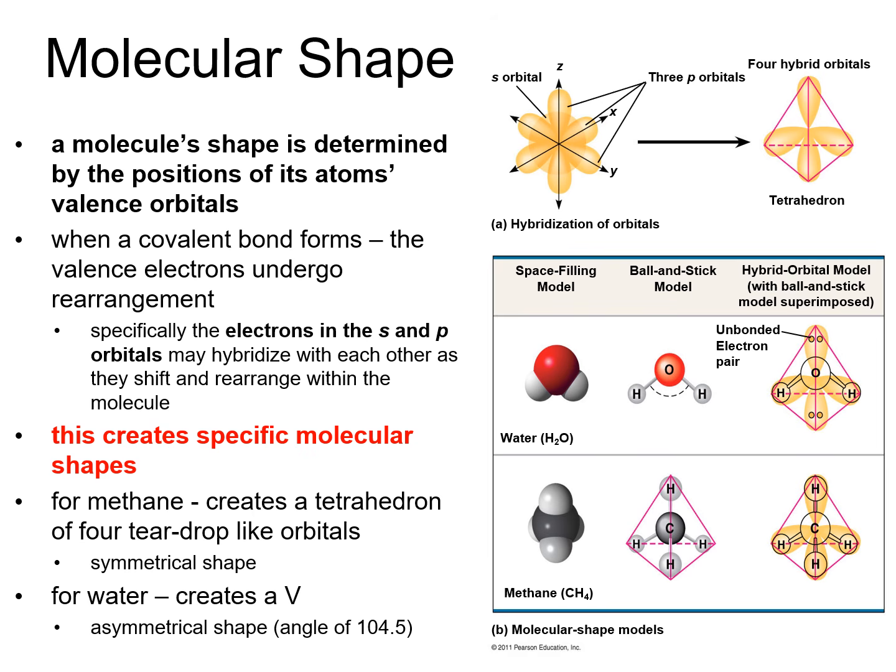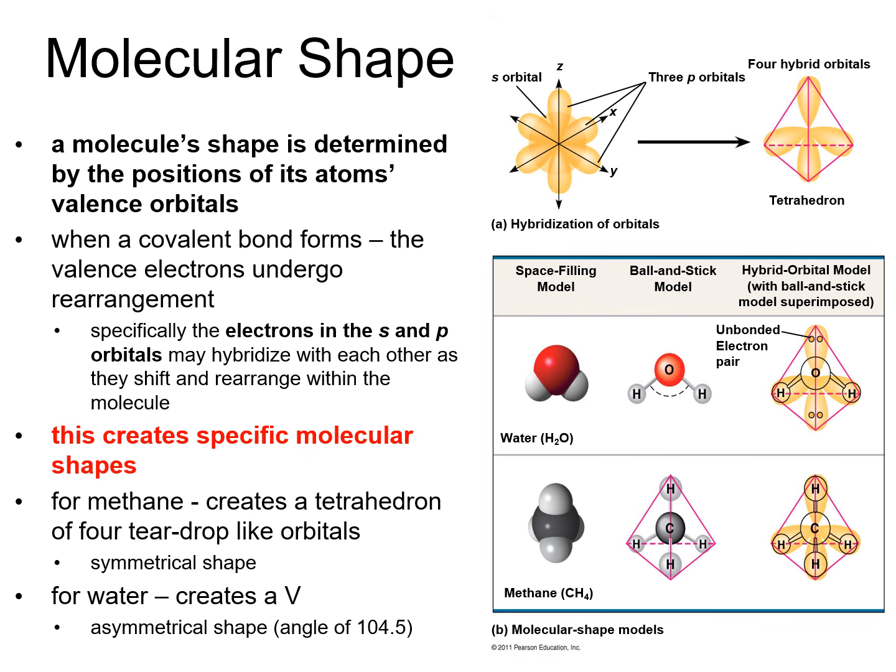So a molecule's shape is determined by the positions of its atoms' valence orbitals. When a covalent bond forms, the valence electrons will undergo rearrangement. Specifically, it is the electrons in the s and p orbitals that will undergo rearrangements and may hybridize with each other as they shift and rearrange. And this is going to create specific molecular shapes.